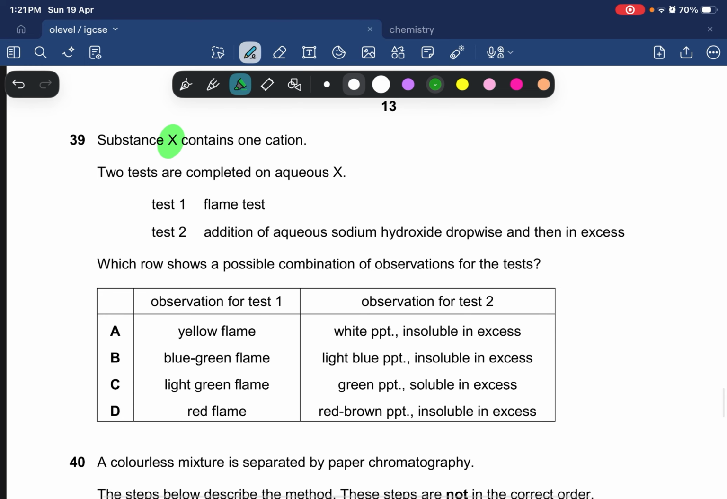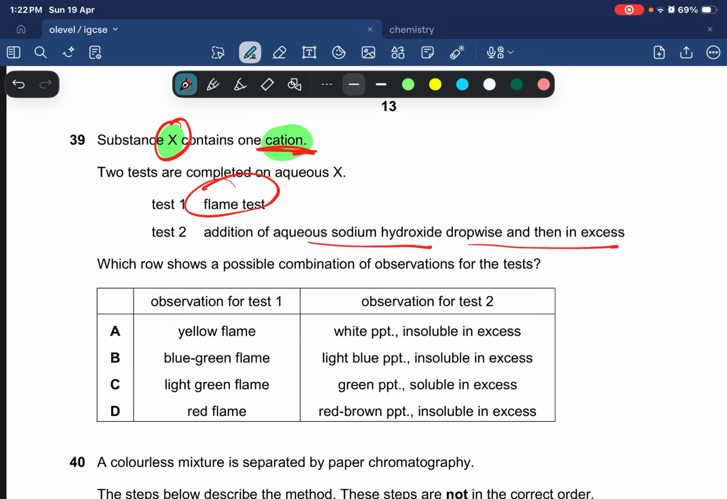Substance X contains 1 cation. 2 tests are completed. A flame test. Addition of aqueous sodium hydroxide dropwise. Which row shows a possible combination for the 2 tests? Yellow flame, white PPT. Yellow flame means it has sodium, and sodium does not give white PPT with NaOH. Blue green flame. Well, you should know blue green flame is for copper.